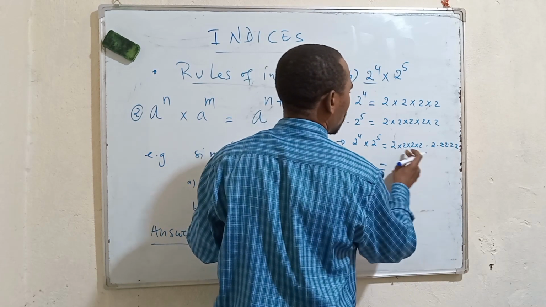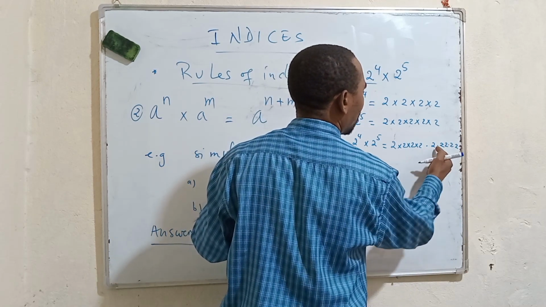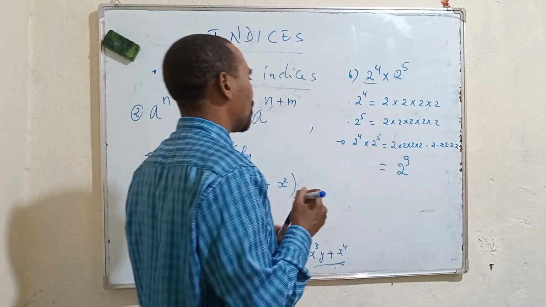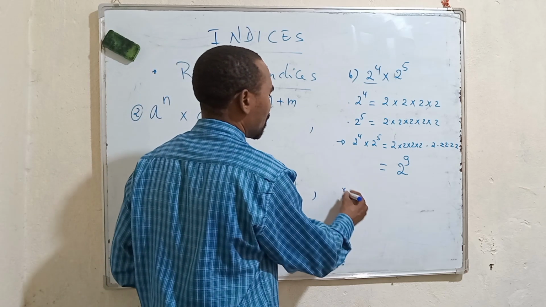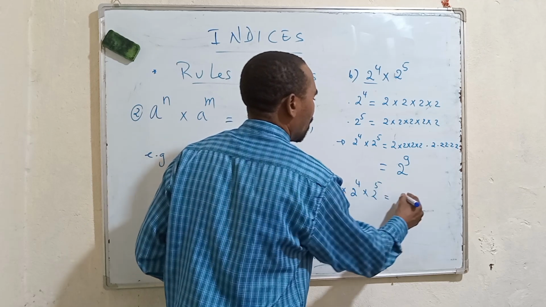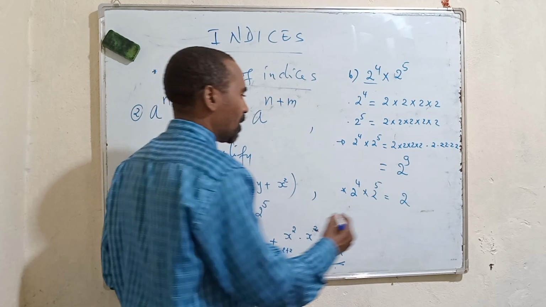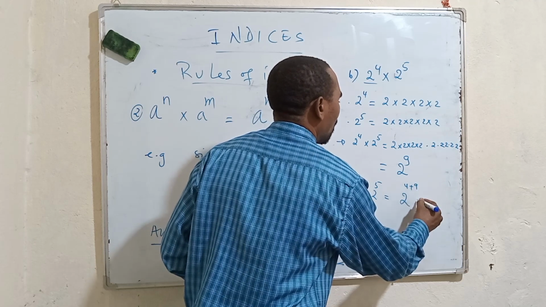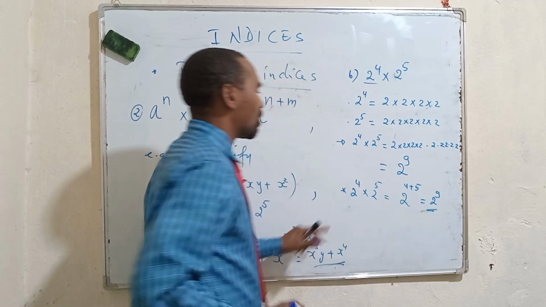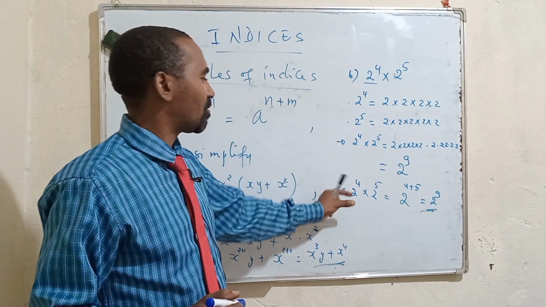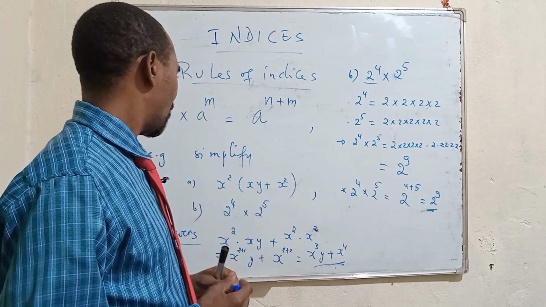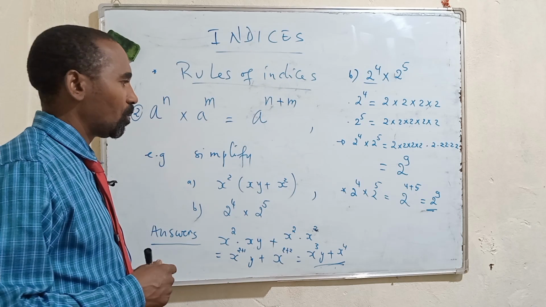When you count in total, it is 1, 2, 3, 4, 5, 6, 7, 8, 9. It becomes 2 power 9, which meets the other property. We say that to multiply indices of the same base, you copy the base and you add the powers. This is 2 power 9. You see, using the rules, calculations become very simple compared to developing everything. This is property number 2.